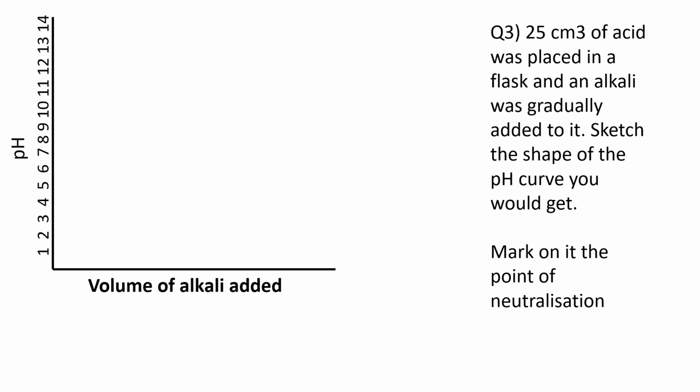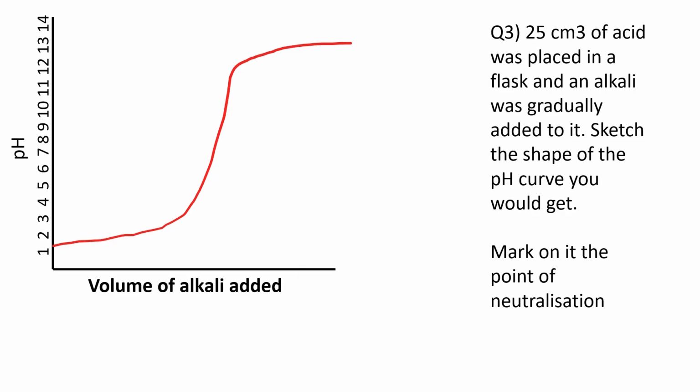This one is a much trickier question. So the question tells you 25 centimeters cubed of acid was placed in a flask and an alkali was gradually added to it. Sketch the shape of the pH curve you would get, and then mark on it the point of neutralization. So because we're starting with an acid, it's going to be a low pH. So I've decided it's a strong acid, and I'm starting off between pH 1 and 2, and as the alkali is added, it only creeps up to start with. Then around neutralization, the pH shoots up, there's a dramatic change, and then it levels off once again.